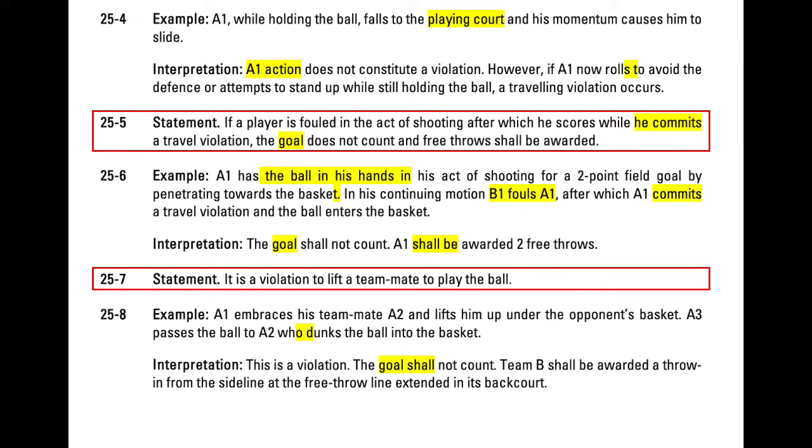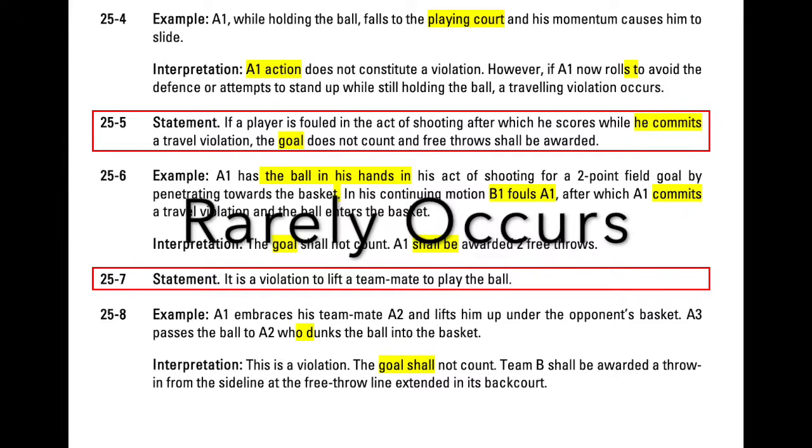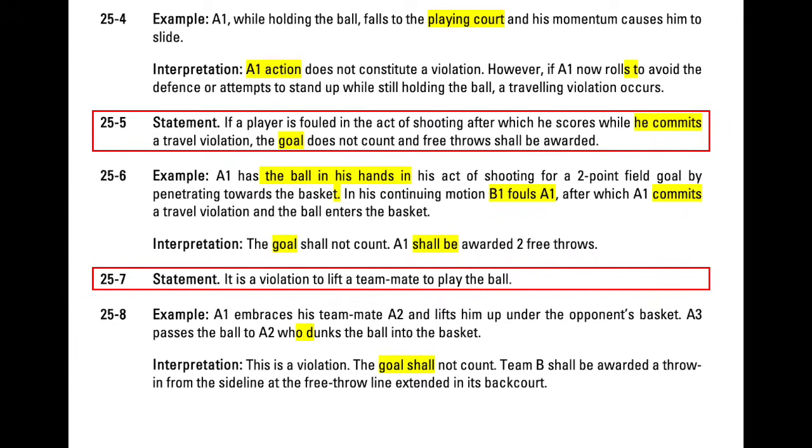So if we look at 25.5, it talks about a player that's in the act of shooting and commits a travel violation after a foul is being called. So a player gathers towards the hoop, foul occurs, then they travel, they make the basket. You do not count the basket, they go to the line to shoot two. So we still shoot our shots, but because they violated, that basket does not count.